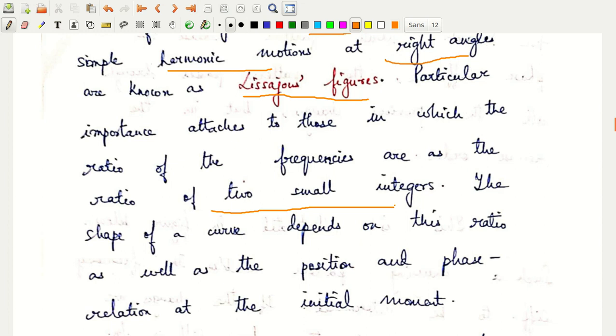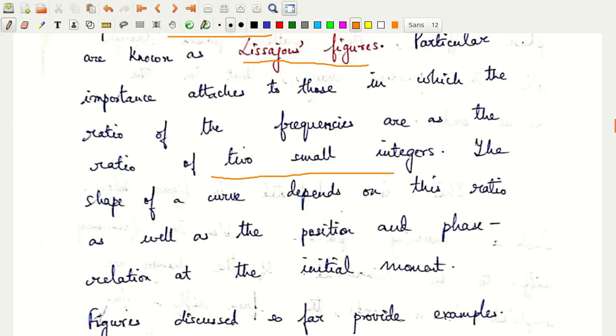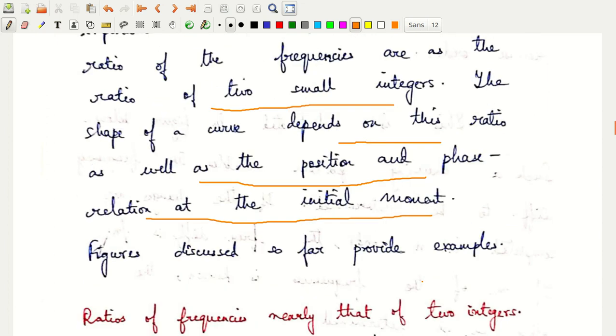Now the resultant curve formed by the superposition, the slope of that depends on what? That will depend on this ratio of frequencies as well as the position and the phase relation at the initial moment. And whatever examples we have discussed so far, all of them are examples of Lissajous figures.